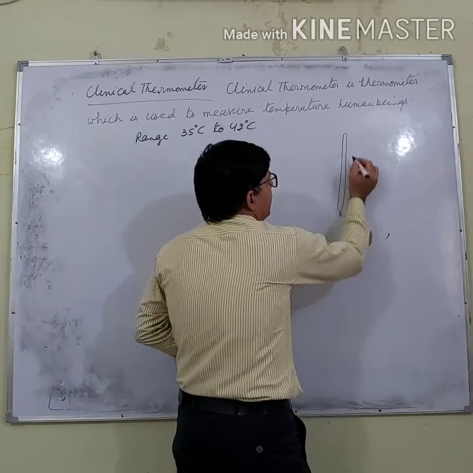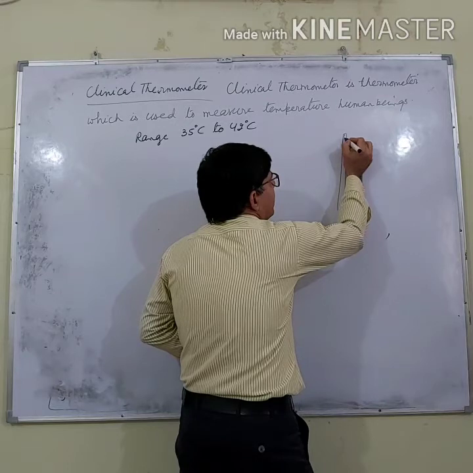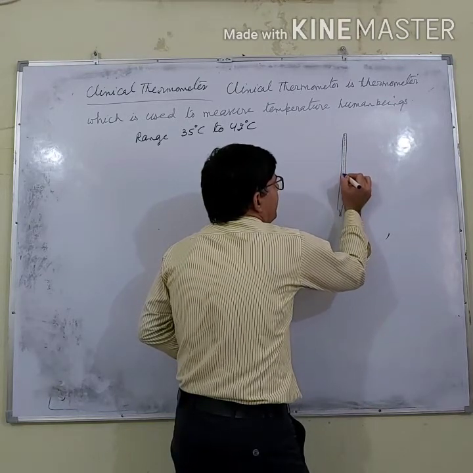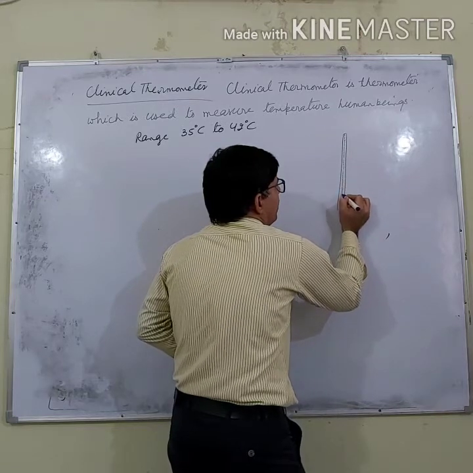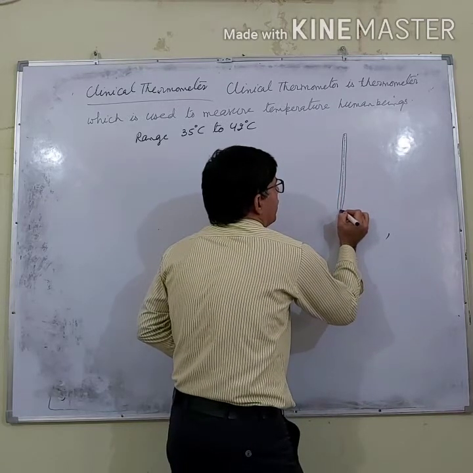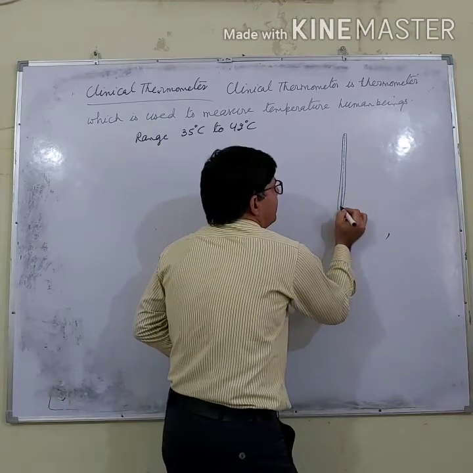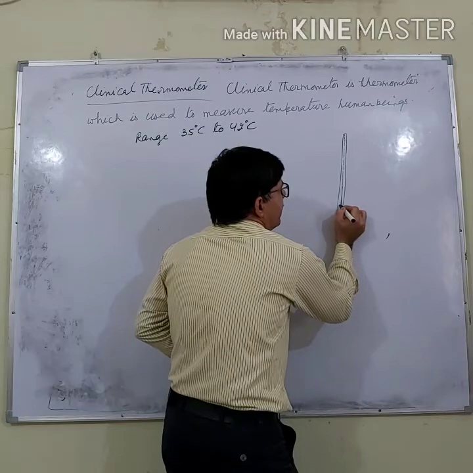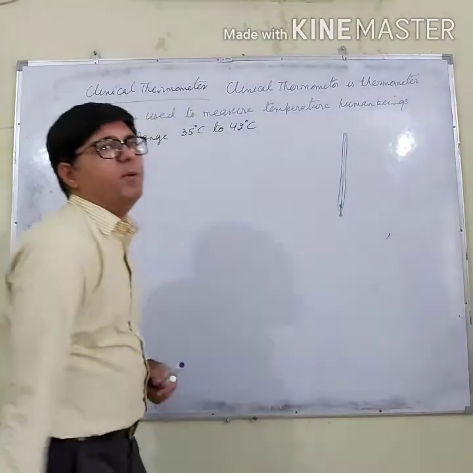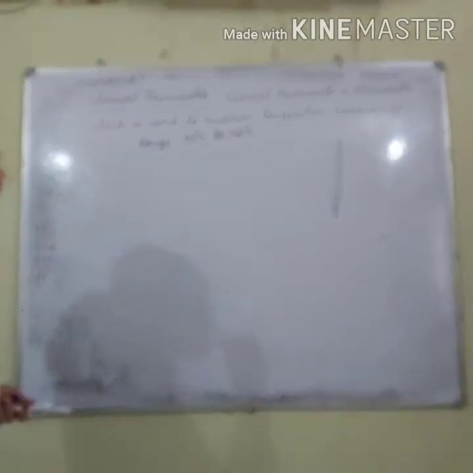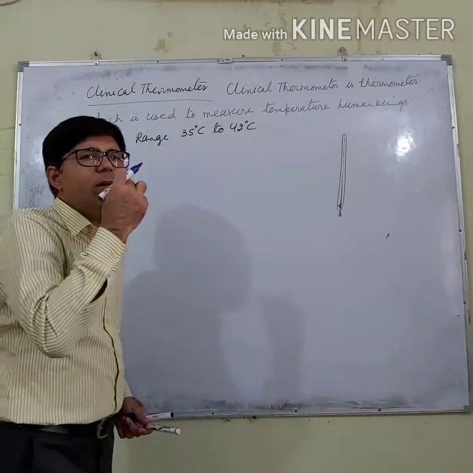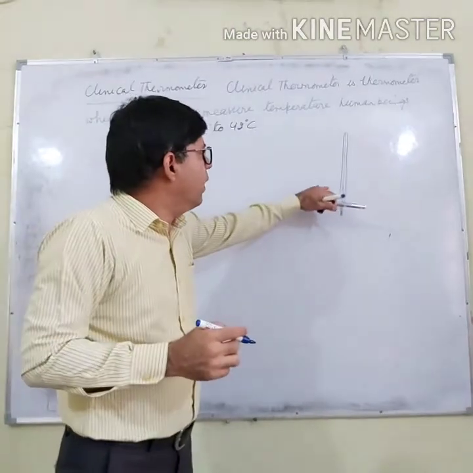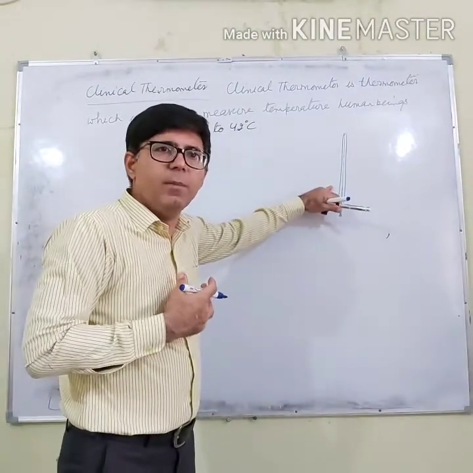We are having mercury. The reason is that mercury is shining, and this mercury can expand or contract quickly. And the second point is that there is a kink there. What is the purpose? Its purpose is that when we put the thermometer into our mouth under the tongue, after a minute or two, the thermometer will show our body temperature.